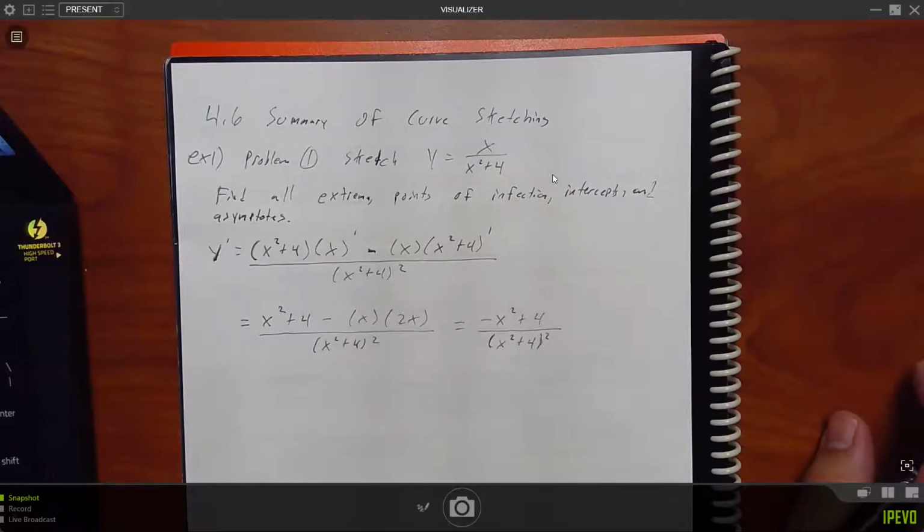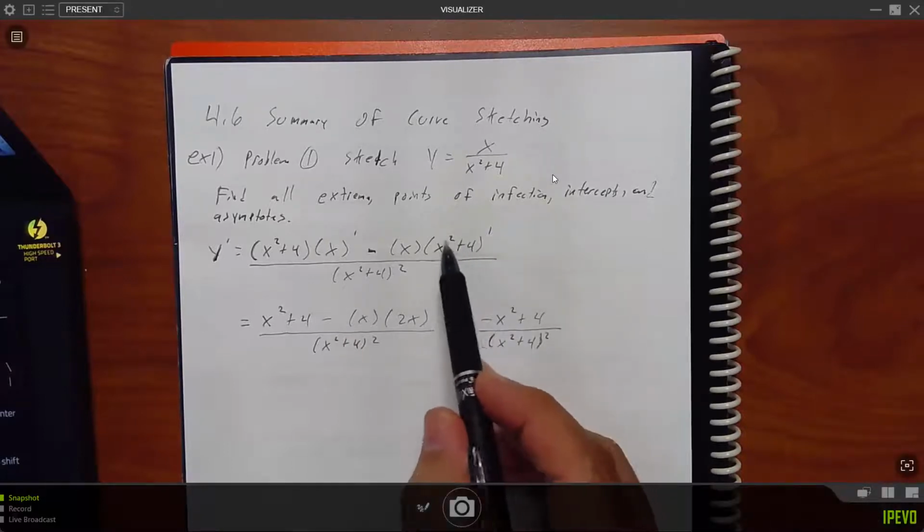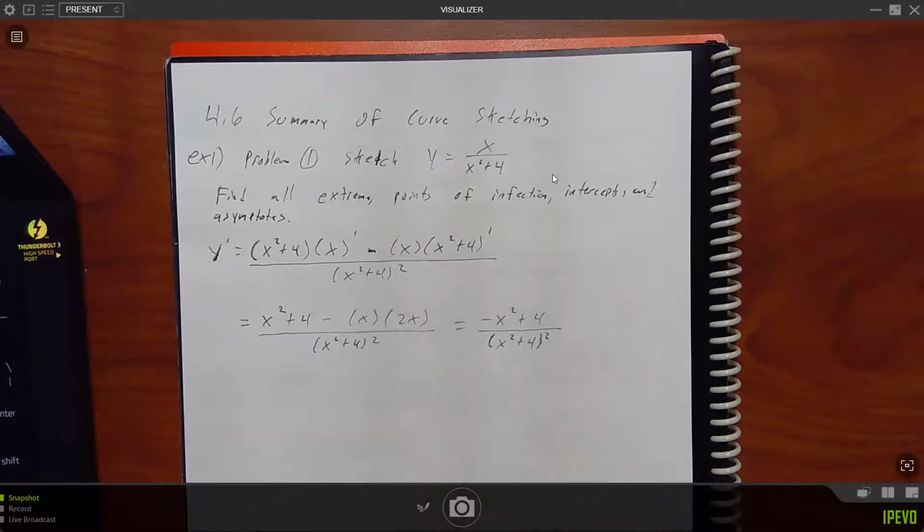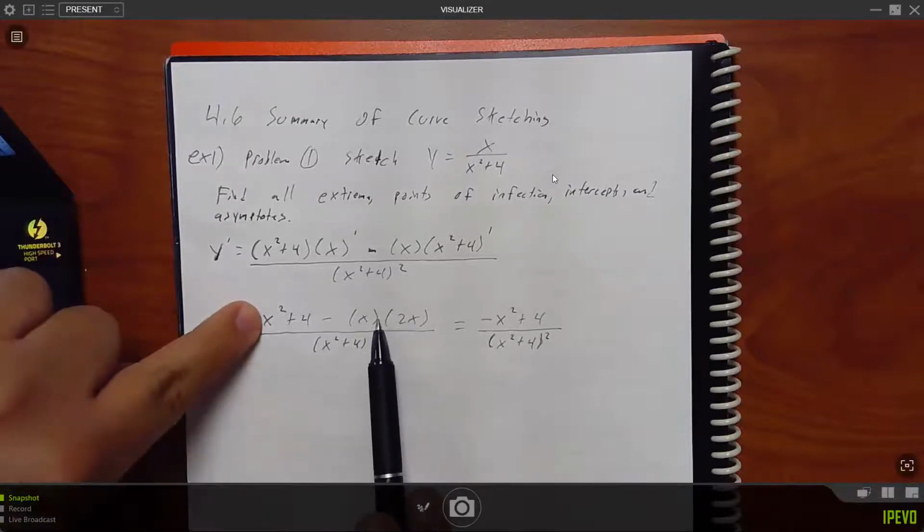You got 2x by taking the derivative, correct? Yeah, the derivative of this will be 2x. Okay, thank you. So negative 2x squared minus that one is 1.